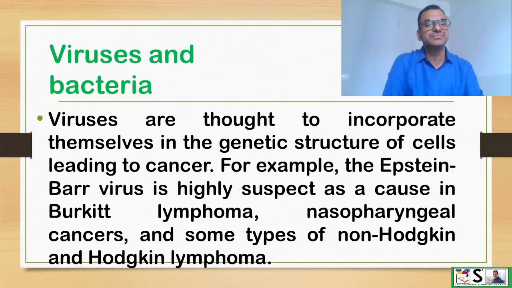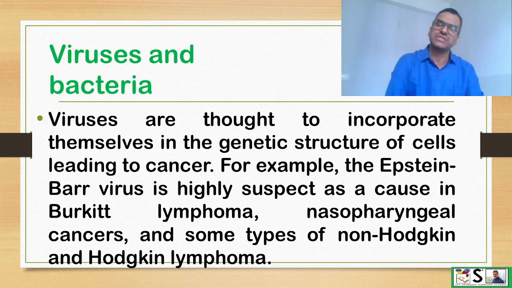First is virus and bacteria. Viruses are thought to incorporate themselves in the genetic structure of cells, leading to cancer. For example, Epstein-Barr virus is highly suspected as a cause in the Burkitt lymphoma, nasopharyngeal cancer, and some other types of non-Hodgkin and Hodgkin lymphoma.